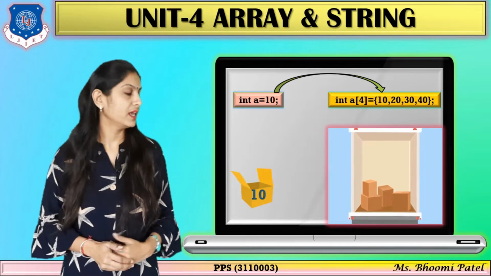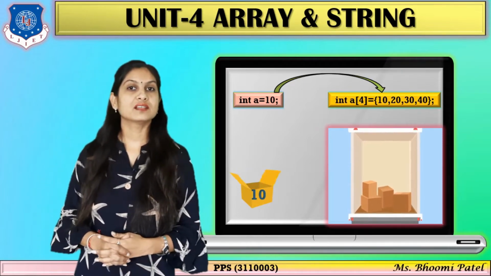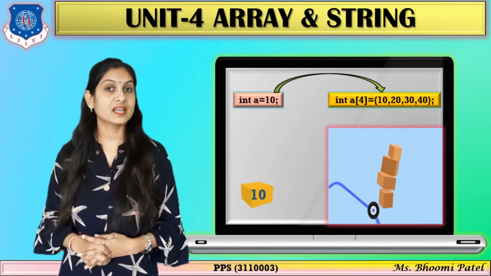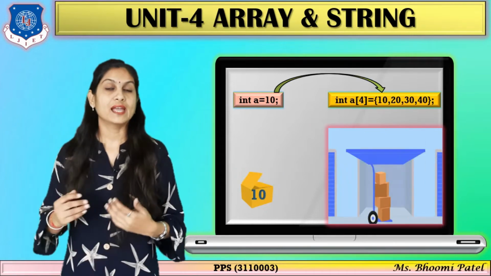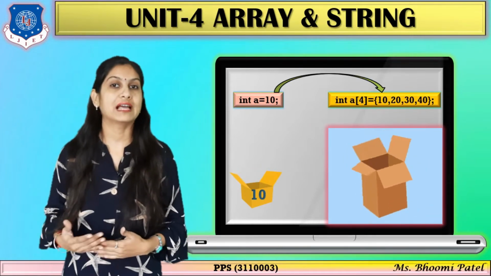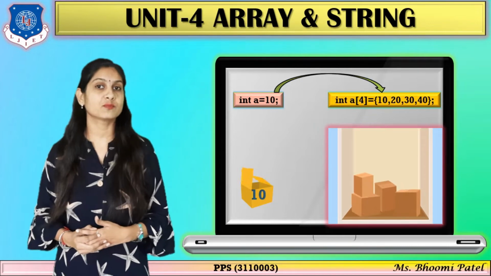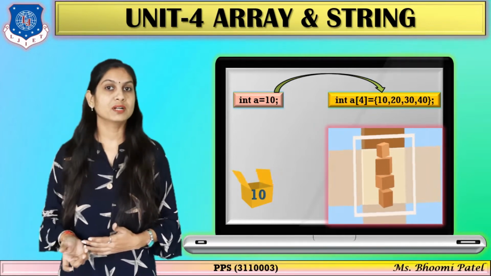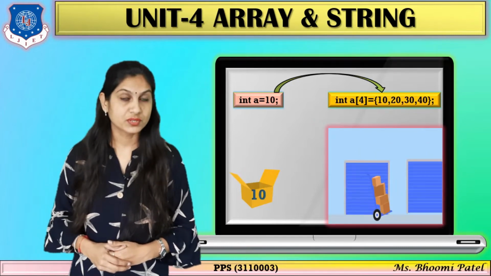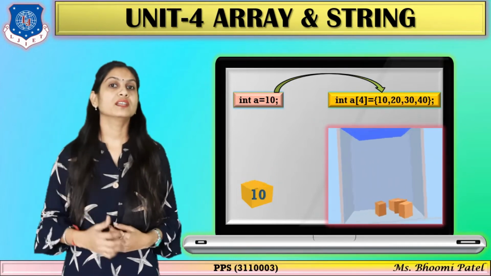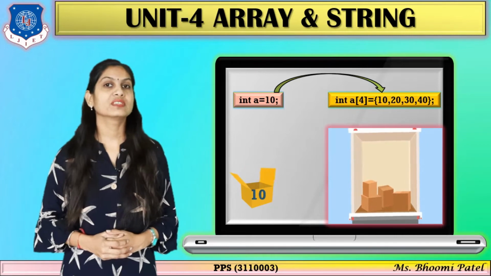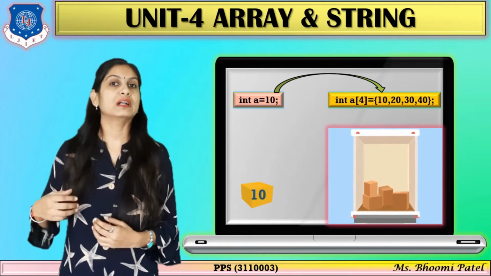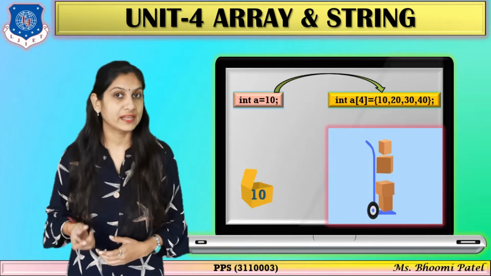So let's see here. The first variable is like integer a equals 10, which stores only one value. Suppose you want to store multiple values in a single variable, is it possible? No, for that we have to write a number of variables to store each and every value. But now our unit is array, which supports that, meaning we can store multiple values in a single variable.